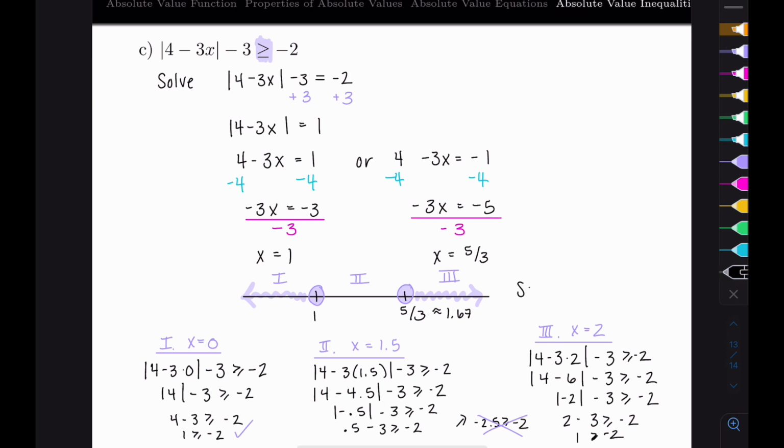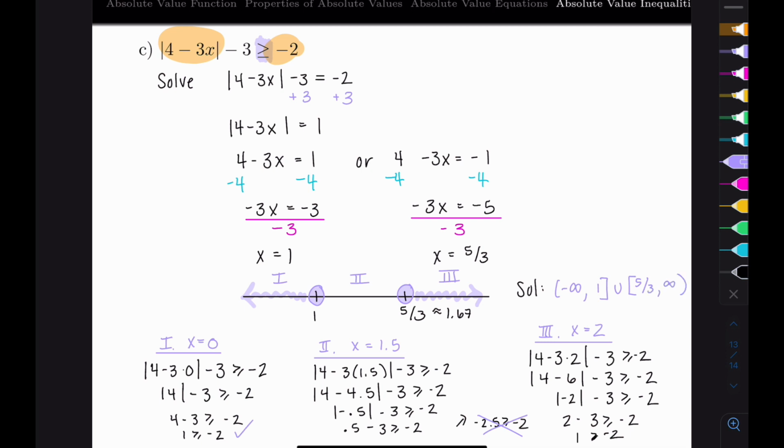So our solution to this inequality is 2 intervals, which makes sense because we have the absolute value is bigger than something. So it breaks down into 2 separate intervals. The first interval is from negative infinity up to 1. And then from 5/3 onwards to infinity.